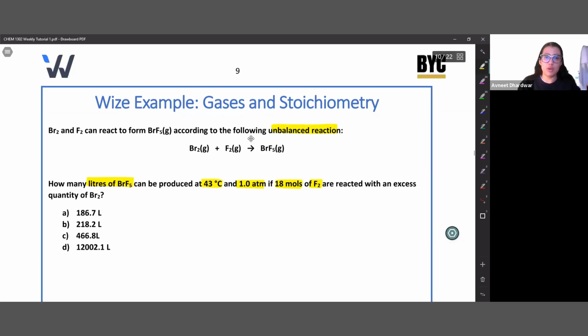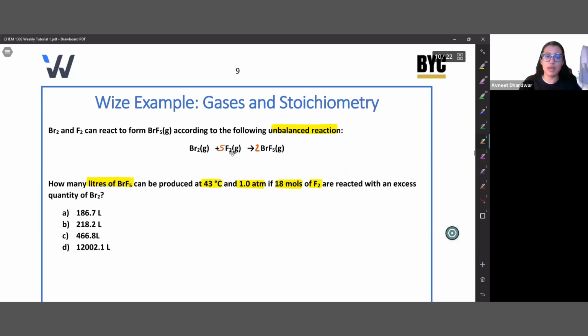Okay, so on the left we have 2 bromines, and on the right we can put 2 bromines, so we would need to put a 2 there. And now on the right, we have 10 fluorines. On the left, we only have 2, so I'll need to put a 5 here.